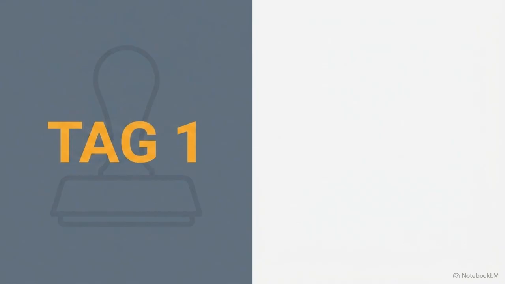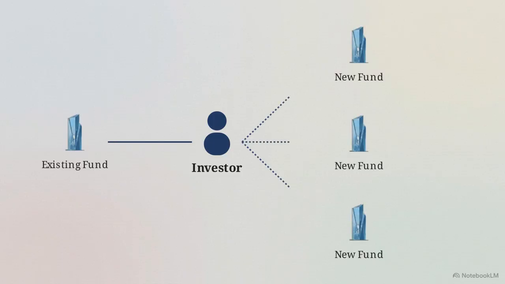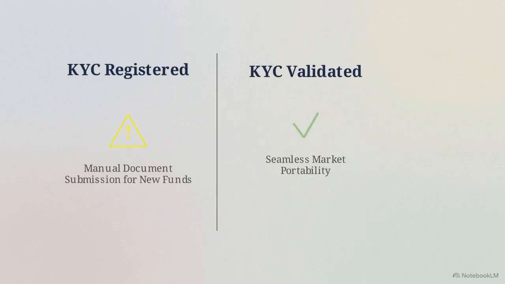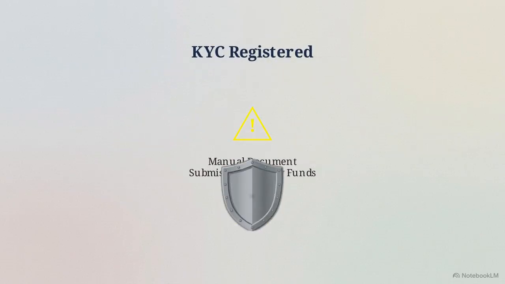The first is KYC Registered. If you have this tag, you are in the system, but you are restricted from transacting with any new fund houses without submitting your physical paperwork all over again. The KYC Validated tag clears you for unrestricted investing across the entire Indian network. This requires the KRA to cross-check your documents against a central government database. If this fails, common with foreign addresses, you default to Registered, triggering restrictions.